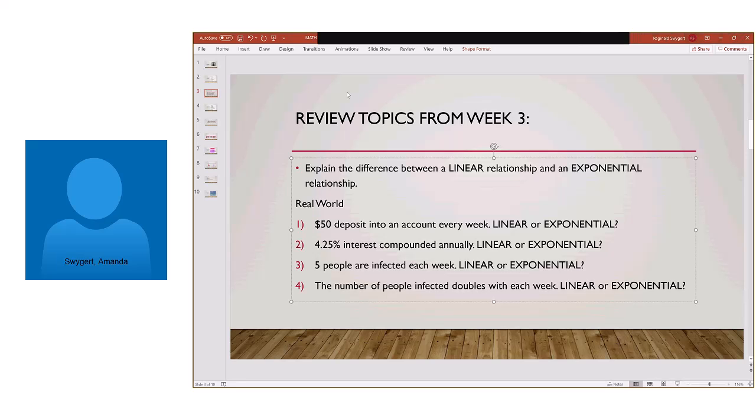Looking at those examples, the first one: a $50 deposit into an account every week. Hopefully you chose linear. If you're making the exact same amount every single time, that's linear, right? Constant. So that would be like a plus 50 every single week.